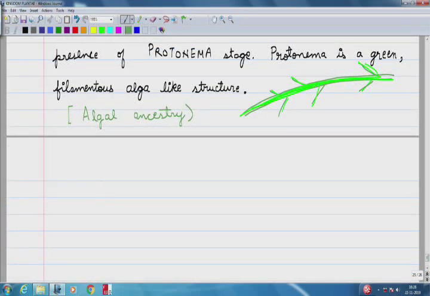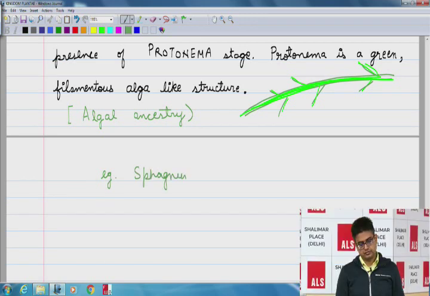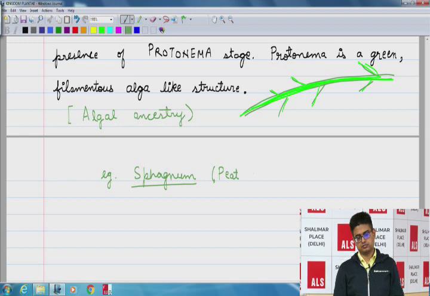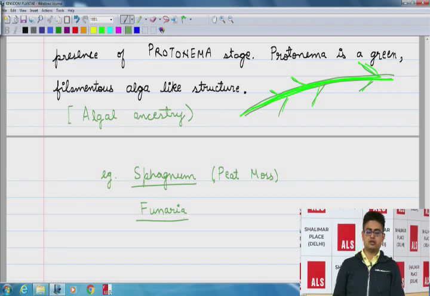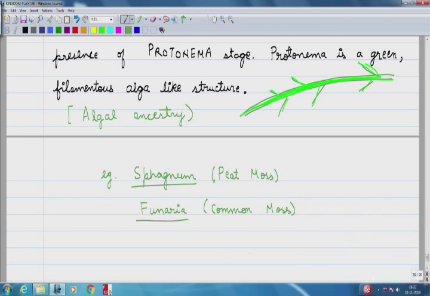Examples of bryophytes of the mosses category are Sphagnum. Sphagnum is called peat moss. Funaria is the most common moss.